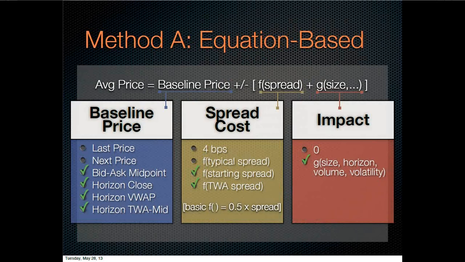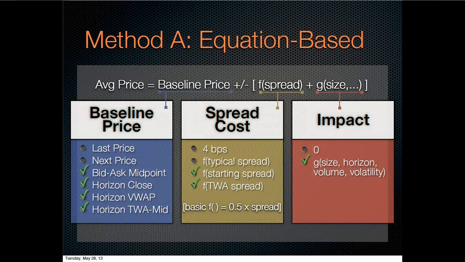Let's take a closer look at method A. So the equation here at the top is going to give you a sense of what method A would look like. You're basically saying my forecasted price is going to be some baseline price plus or minus some function of spread and some function of size. And you put those functions together, and you come up with a slippage model. And then the slippage model is applied, plus or minus, to that baseline price. So it's going to be plus if you're buying, it's going to be minus if you're selling.